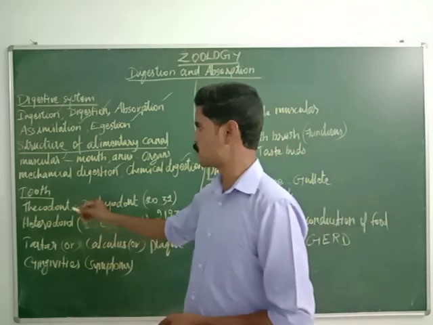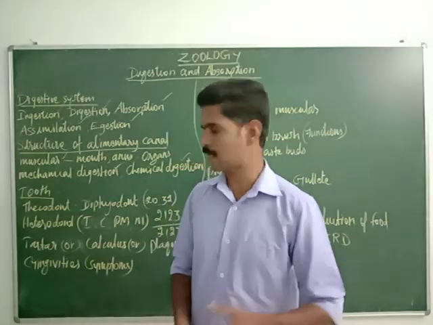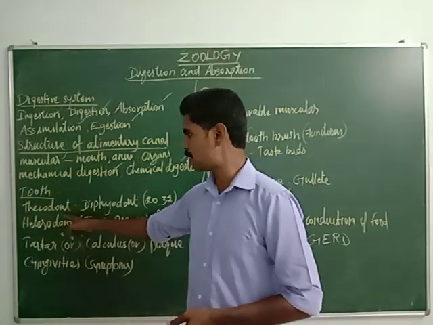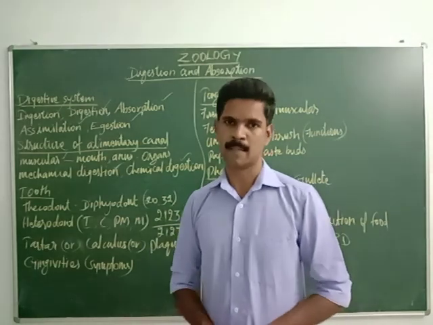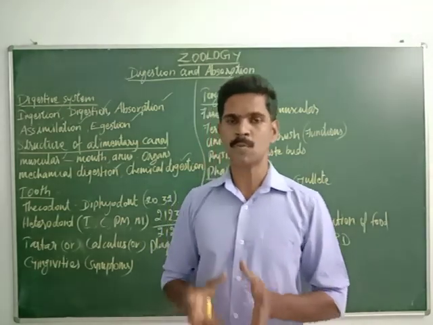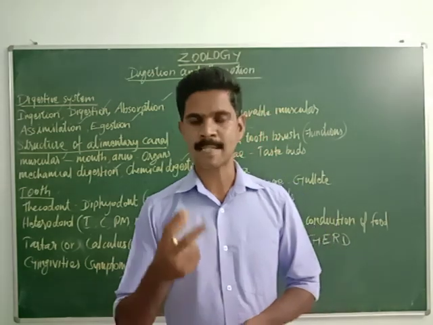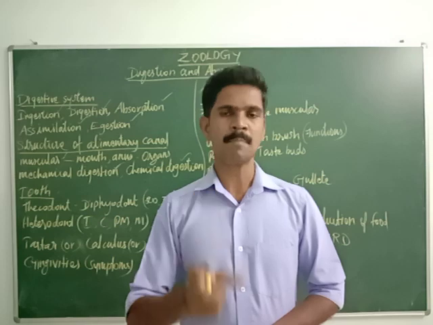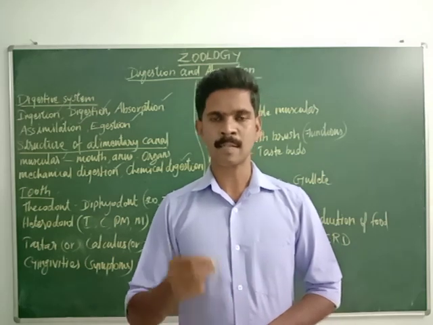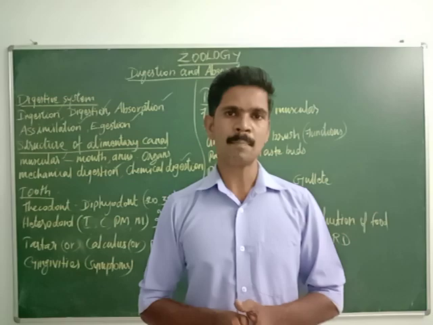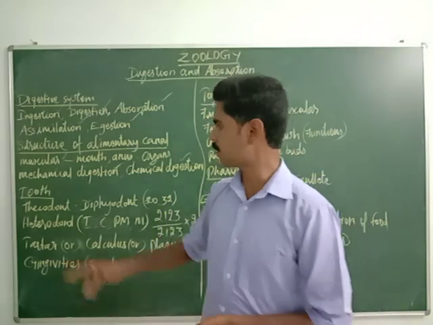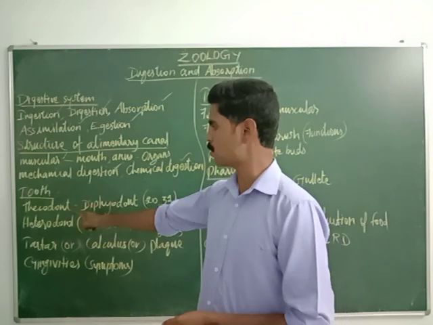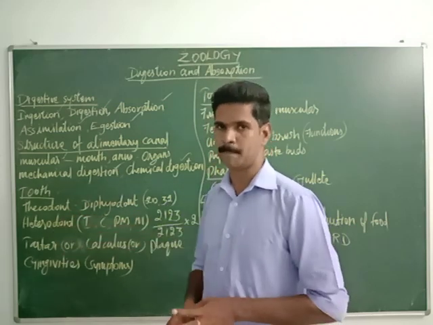The second organ is the jaw. Okay, listen very carefully. Here there are some important two-mark questions. The first two-mark question is thecodont. Thecodont means each and every tooth is kept inside a socket-like structure in the jawbone. So this type of arrangement of teeth is called thecodont. Hope you understood this one. So this is a two-mark question.